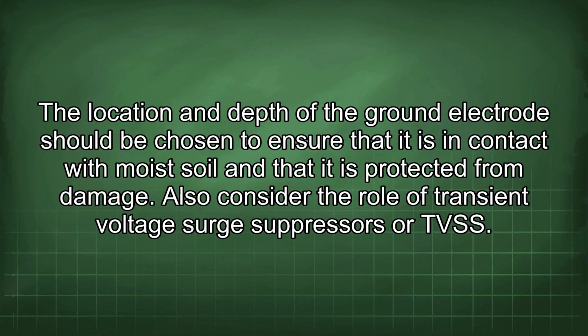The location and depth of the ground electrode should be chosen to ensure that it is in contact with moist soil and that it is protected from damage. Also consider the role of transient voltage surge suppressors, or TVSS.